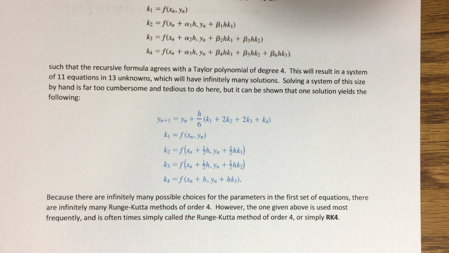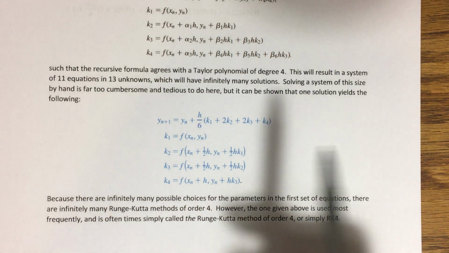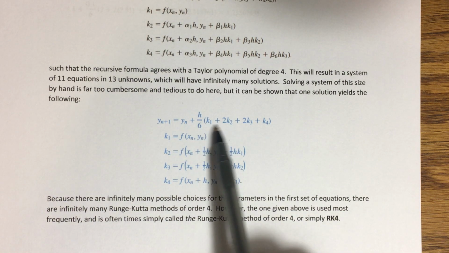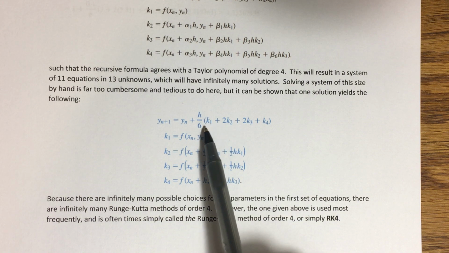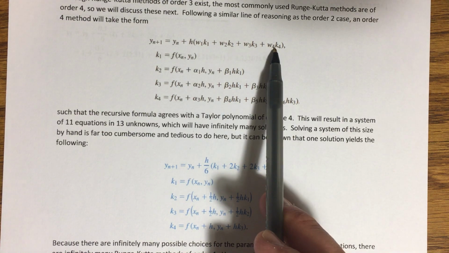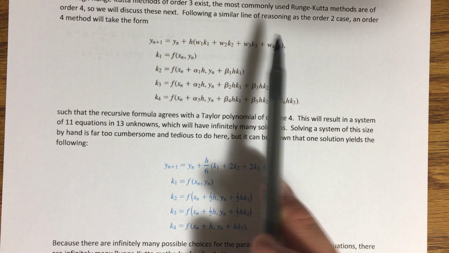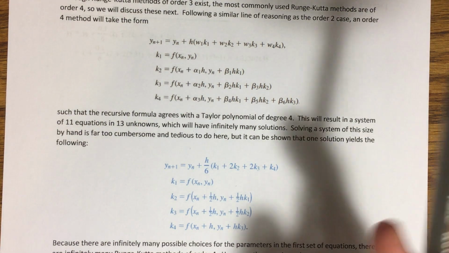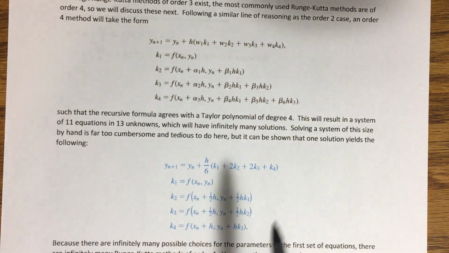But there's one particular choice of those parameters that ends up being the one that's used pretty much every single time we use Runge-Kutta method of order 4. And that would yield the following set of equations. So what that would do, we would select W1 and W4 to each equal 1/6. W2 and W3 would each equal 1/3. That sums to 1, like the weights are supposed to.